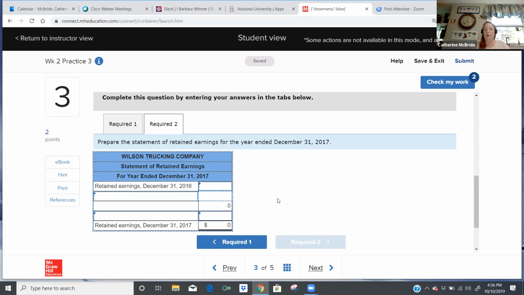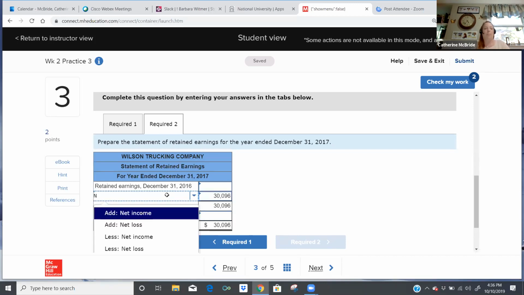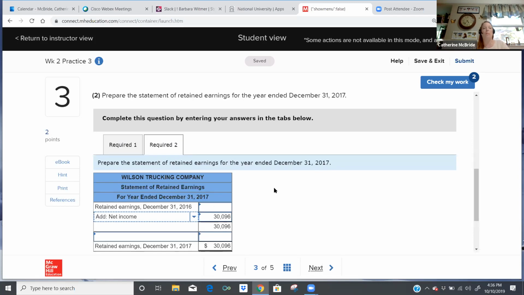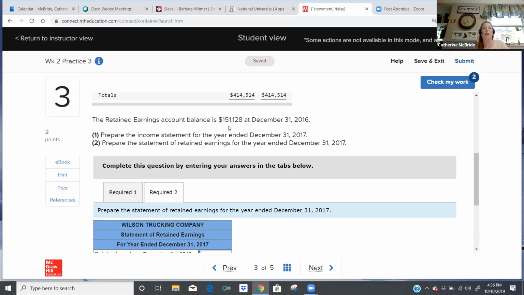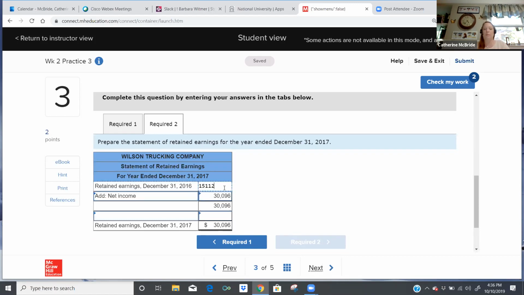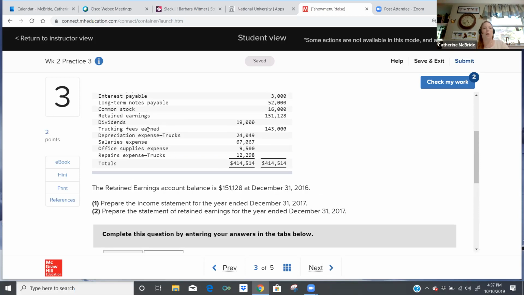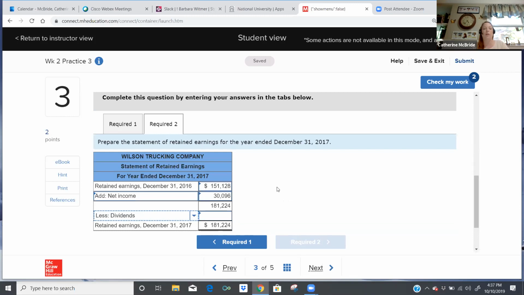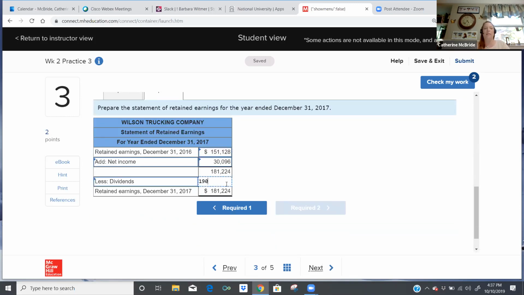What was it? 30096. Add net income. So our beginning retained earnings balance is 151,128. We add net income and we subtract dividends, less dividends. Dividends are right here, 19,000. Dividends are 19,000. So we're going to subtract 19,000.